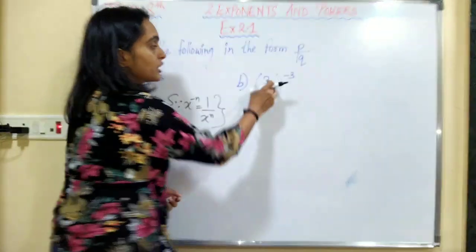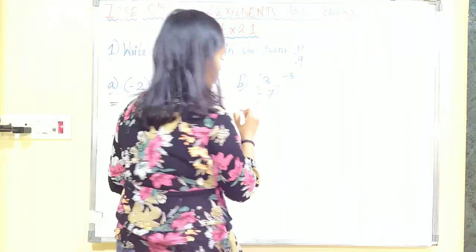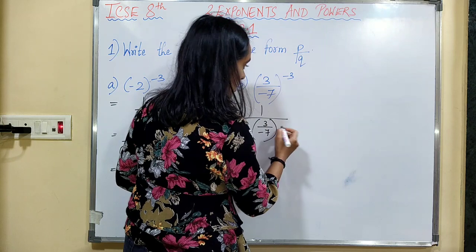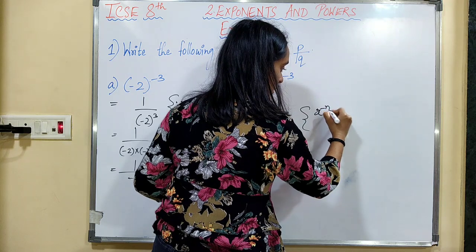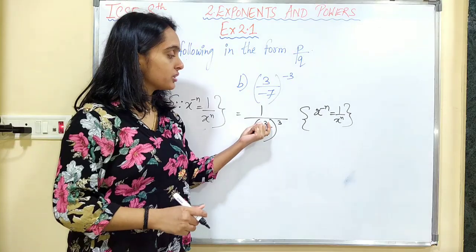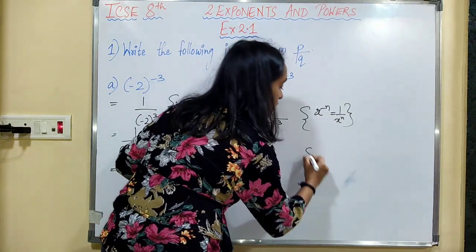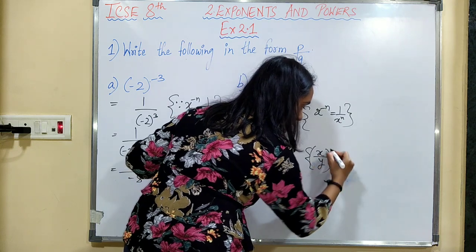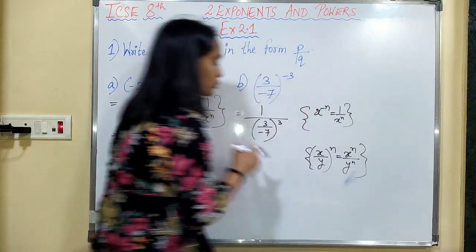The second question is 3 upon minus 7 raised to minus 3. So here again we will use the same law. So it will become 1 upon 3 upon minus 7 raised to 3. By using the law, x raised to minus n equals 1 upon x raised to n. Okay. Now here 3 upon minus 7 is there. Here we can use the fifth law which says x upon y raised to n equals x raised to n upon y raised to n. We can use this law here.